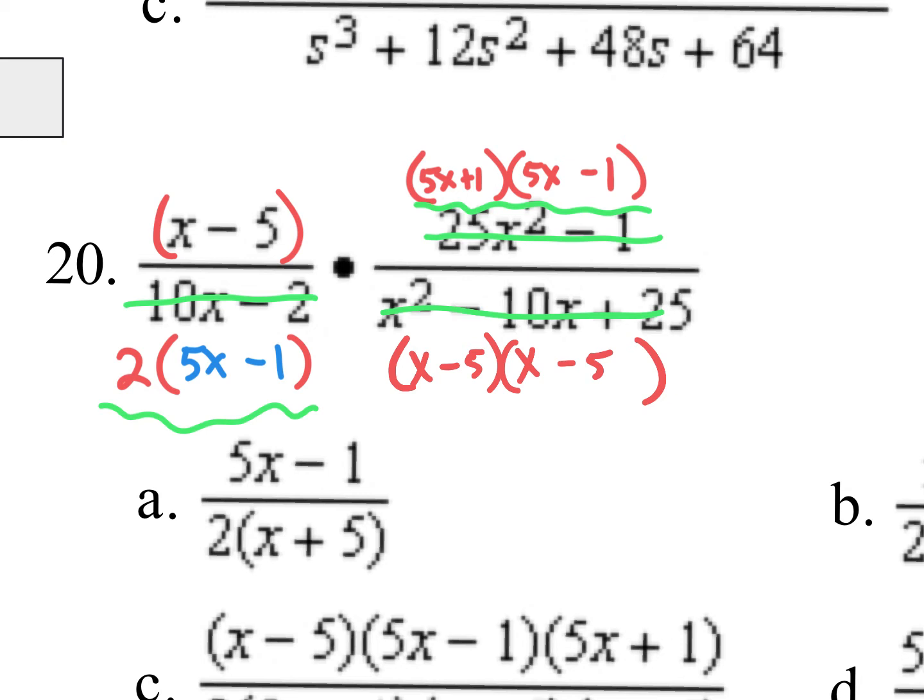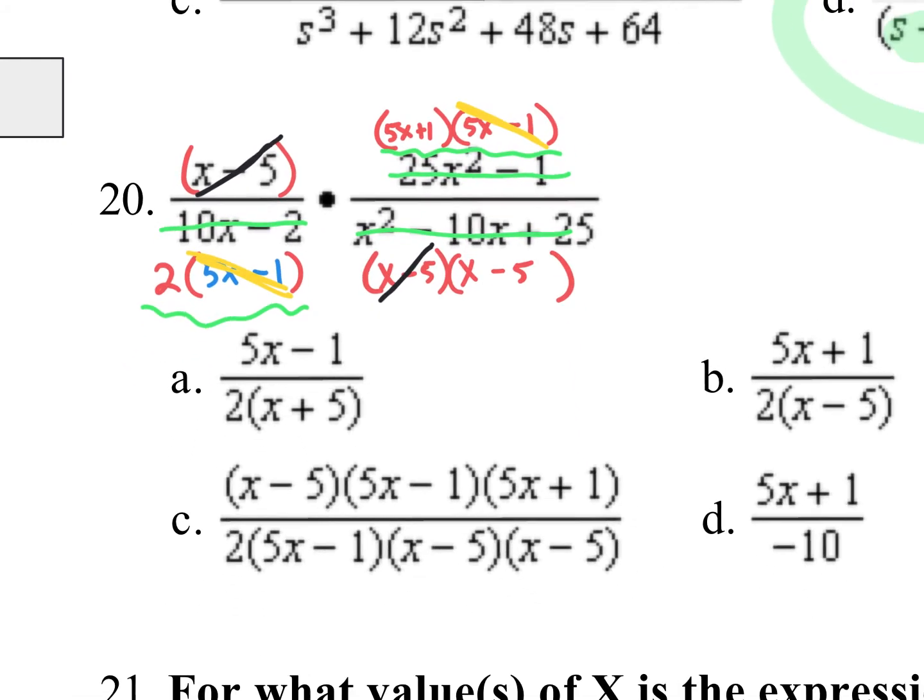What's alike? I have the x minus 5 up here that cancels with one of these x minus 5s down there. Then we have the 5x minus 1 up here that cancels with the 5x minus 1 down there. And what is left, nothing else cancels. What is left? We have the 5x plus 1.